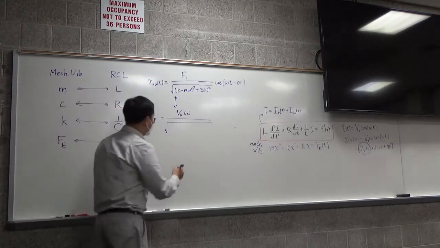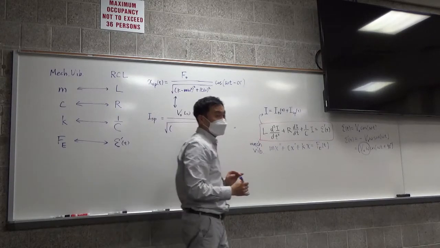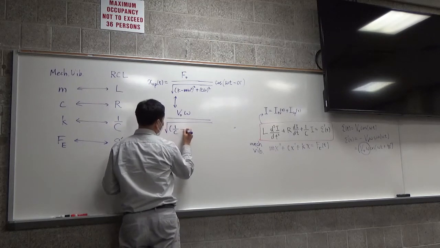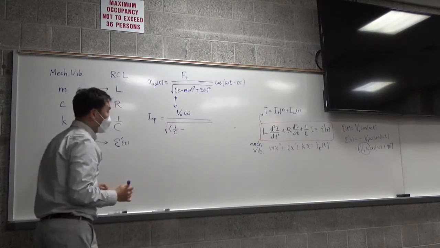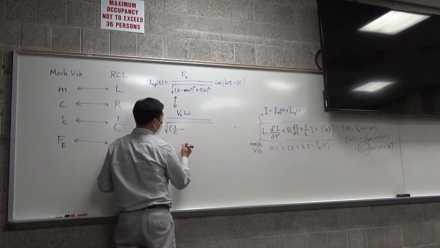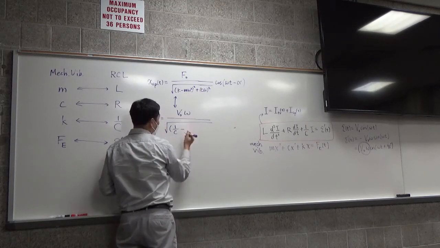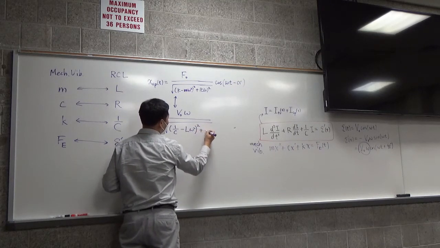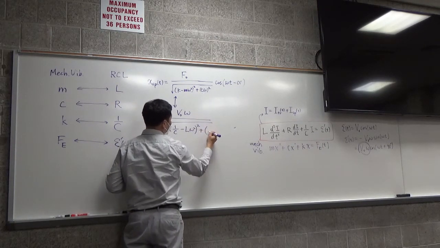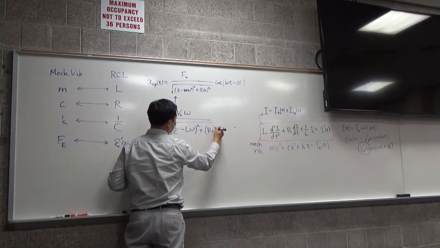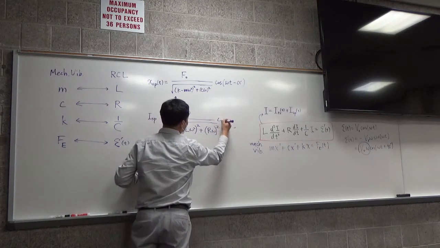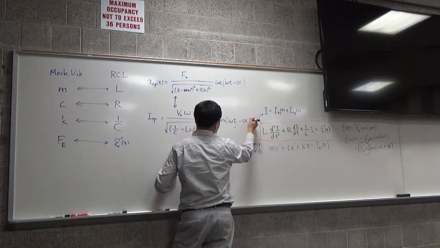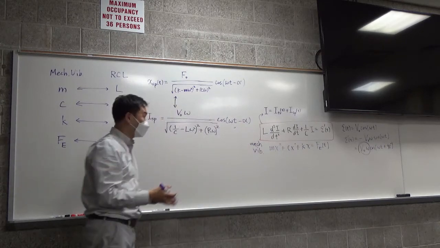Okay, so for K, what should we replace K by? 1 over C. Minus, what's the M? L and omega squared. How about C? R omega squared. And it will be cosine omega t minus, I'll just use alpha, but these two are different. They actually differ by 90 degrees.